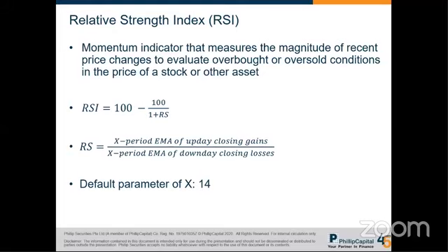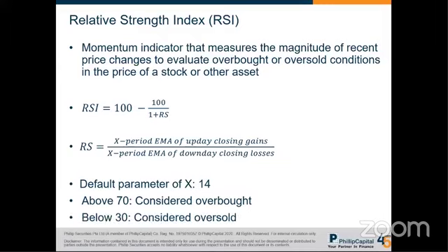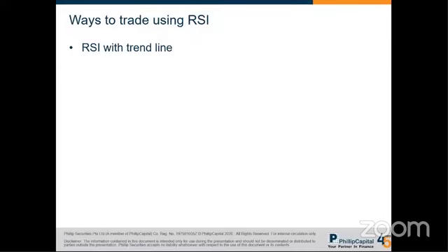Some of us might adjust it to our own trading strategy. Maybe you find 21 or other numbers that are more suitable after back testing your strategy. Later I will also show you inside the charting platform how you can change some of these parameters. In general, we know that above 70 is overbought, meaning a lot of people have been buying it. Below 30 is oversold.